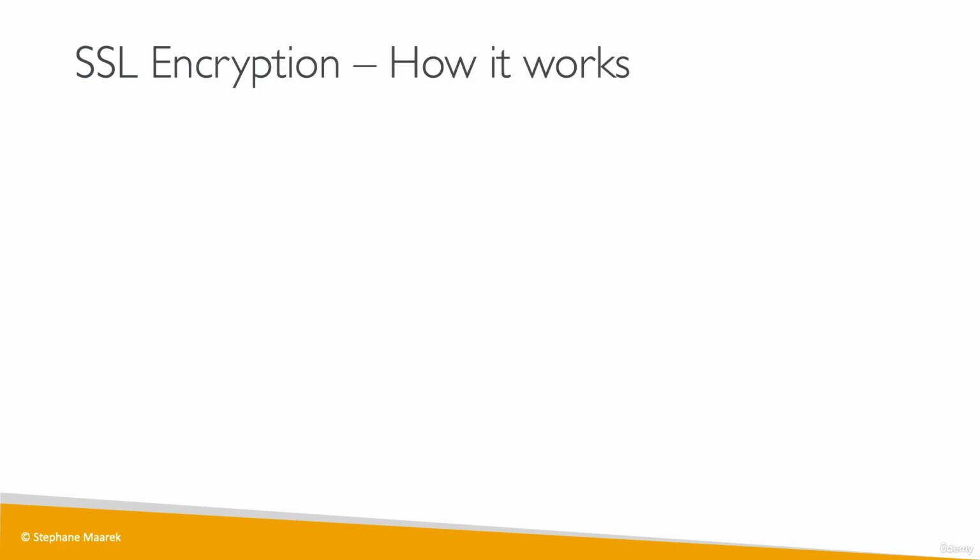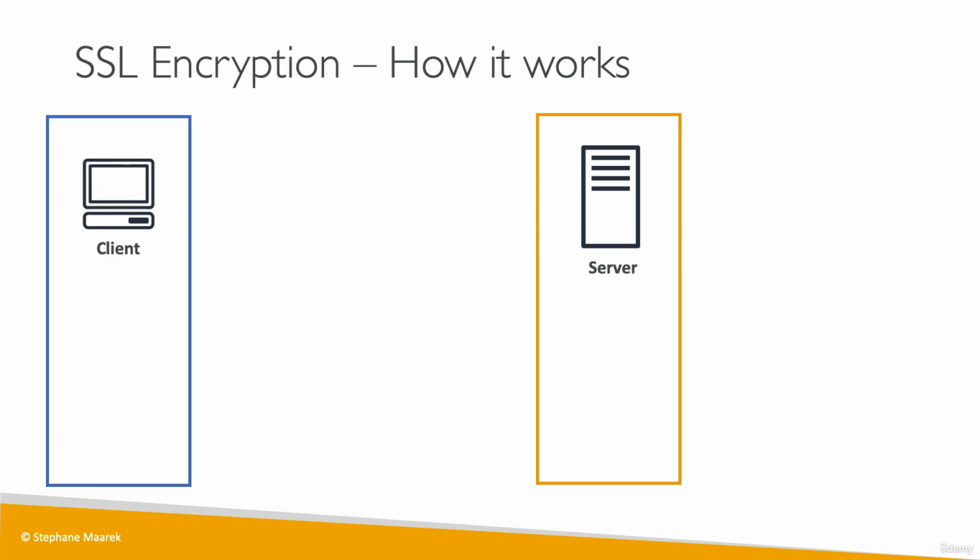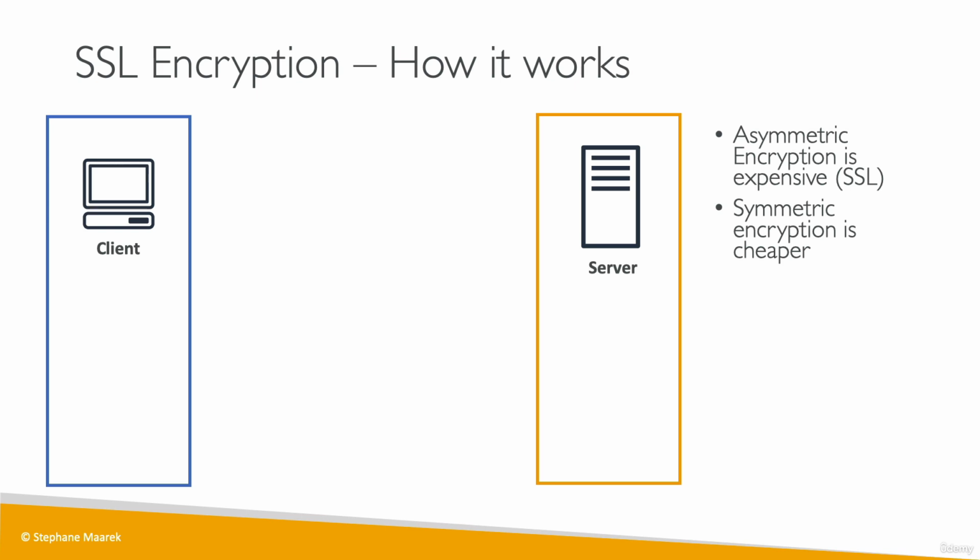So, how does SSL encryption work? Well, you have a client and a server, and they need to talk to one another using a secure channel. So they need to use SSL encryption. The thing is, using asymmetric encryption, which is the basis of SSL, is very, very expensive. And by expensive, we mean expensive in terms of CPU cycles. So the least expensive type of encryption is symmetric encryption. It's much cheaper. But SSL is only for asymmetric.